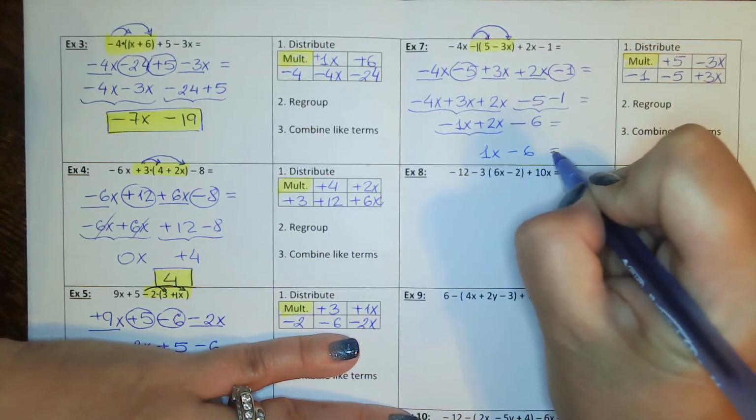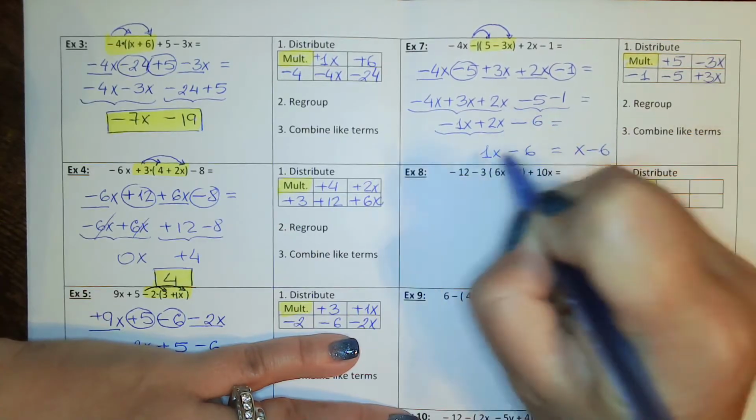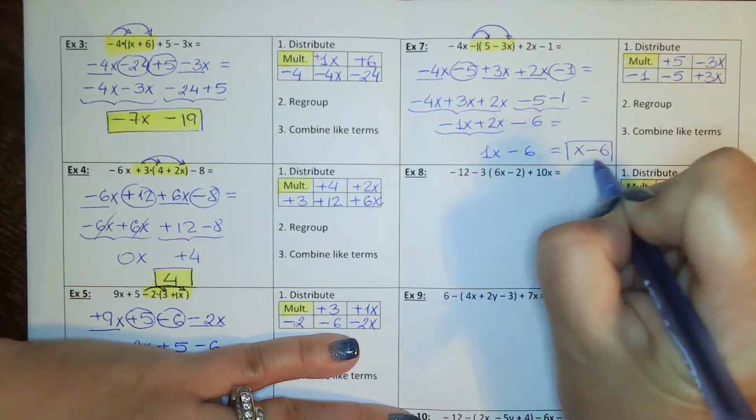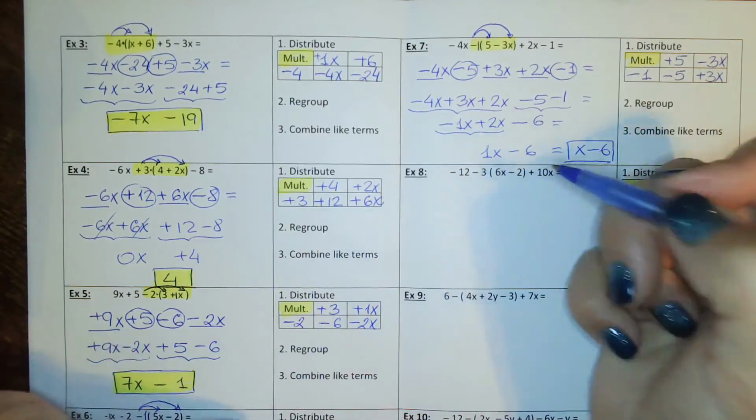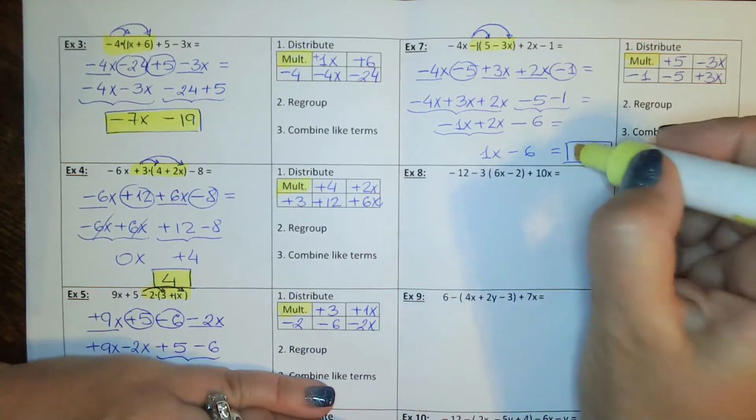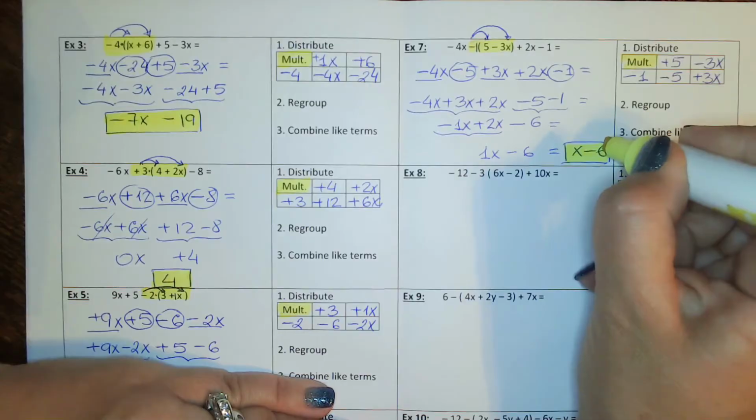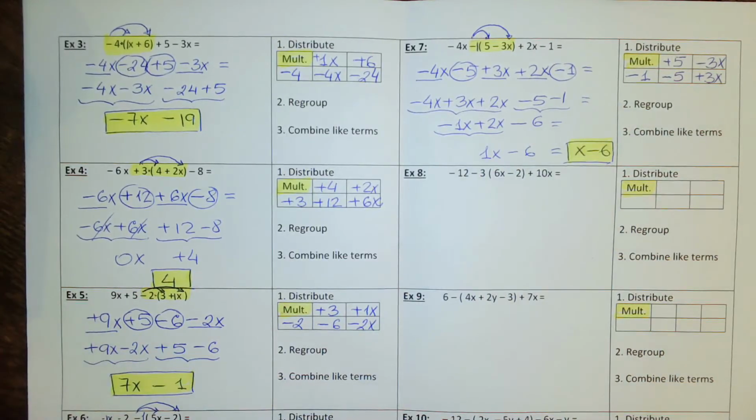Or you can see it as x minus 6, because 1 times a number is the same number. 1 times a variable is the same variable. We can hide that one, and when needed, we can show it.